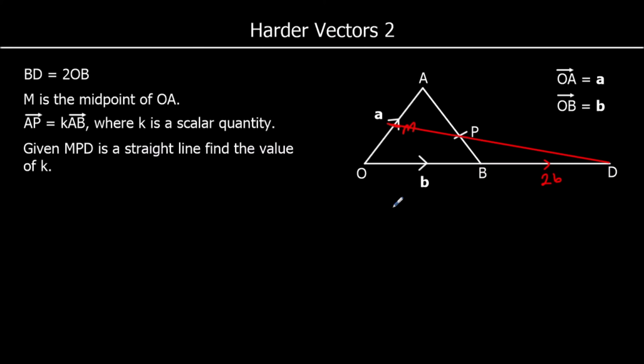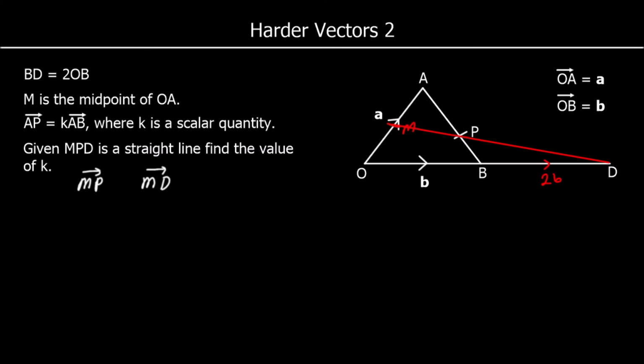To do this, we're going to use the fact that if MPD is a straight line, M to P and M to D must go in the same direction. One must be a multiple of the other. So that's what we're going to use here. So we're going to have to work out what M to P is and M to D is.